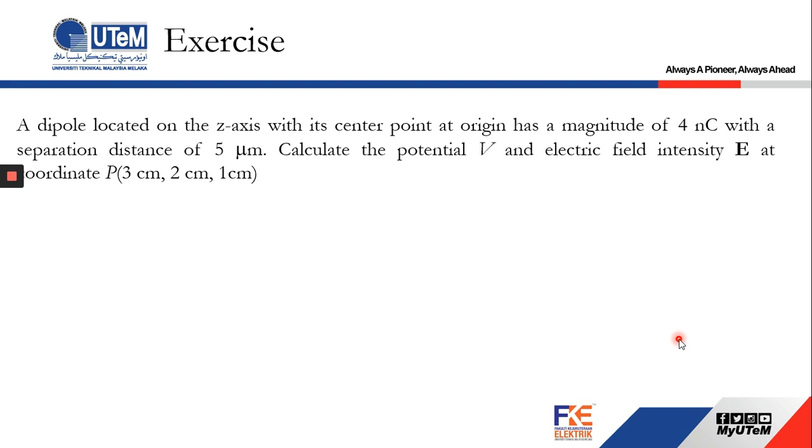Right, so let's look at the exercise I have prepared. It's a short exercise just to make sure you understand the concept. A dipole located on the z-axis with its center point at origin has a magnitude of 4 nanocoulomb with a separation distance of 5 micrometer. You need to calculate the potential V and electric field intensity E at this coordinate. Notice that this coordinate is in Cartesian, but when we derived just now, it is in spherical. So you need to convert the coordinate first before you solve.